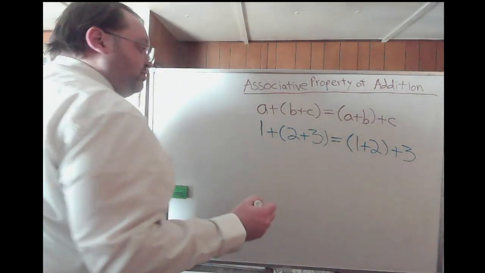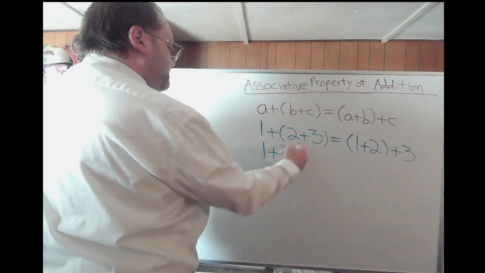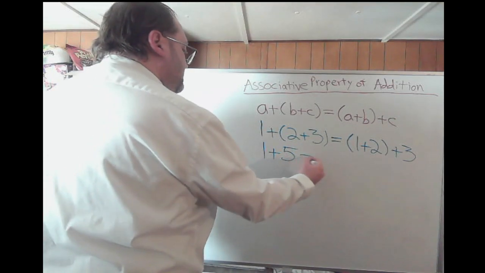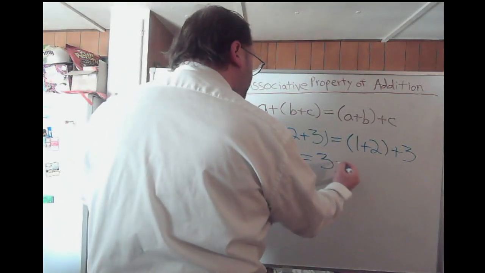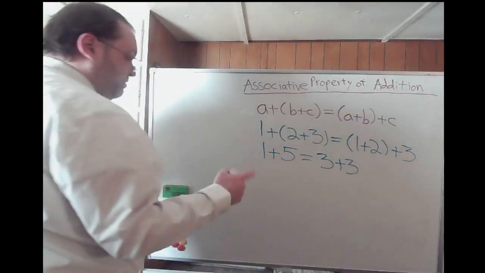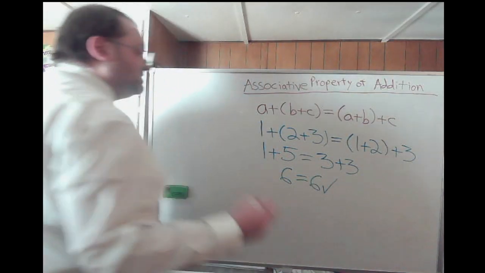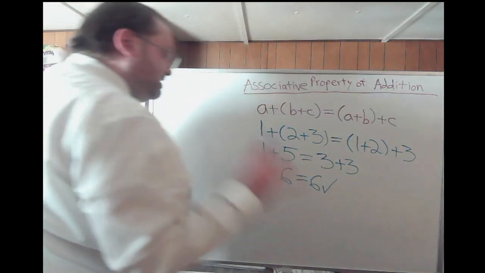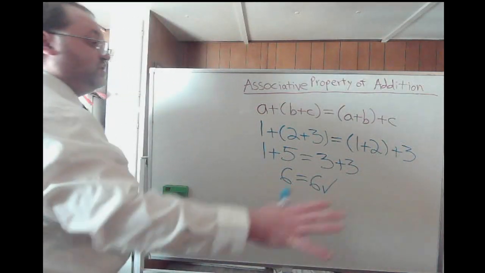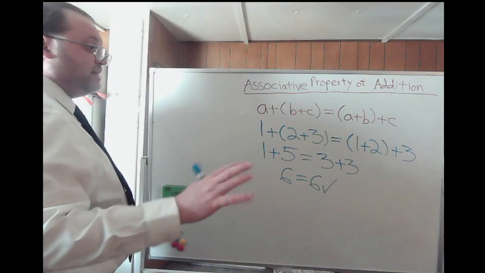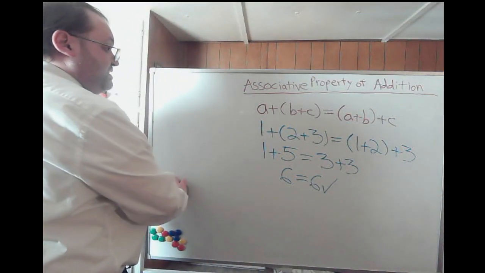Well, let's do the math and prove it. We would, of course, on the left side, do your parentheses first. You'll have 1 plus, what is 2 plus 3? That's 5. We'll set that equal to, what is the parentheses here? 1 plus 2, that's 3. You'd have 3 plus 3. 1 plus 5, that's 6. 3 plus 3 is 6, so yeah, we have a true statement. 6 equals 6. So with addition, if the entire problem is addition, it doesn't matter where you place the parentheses.